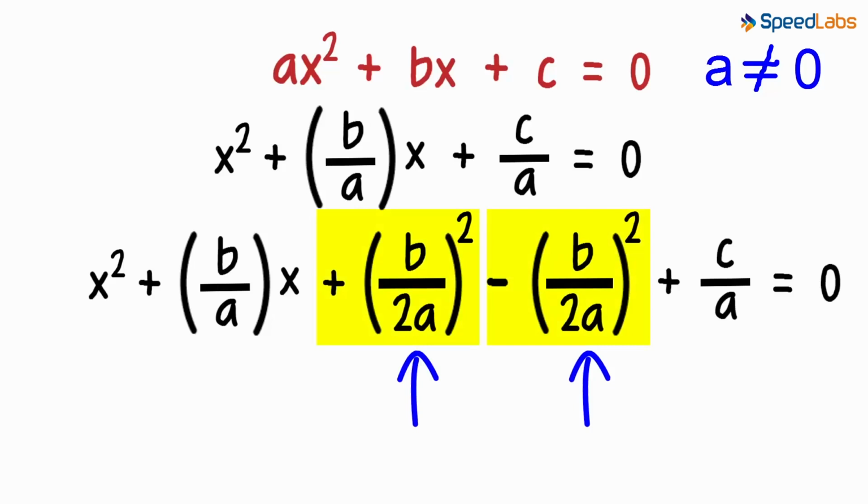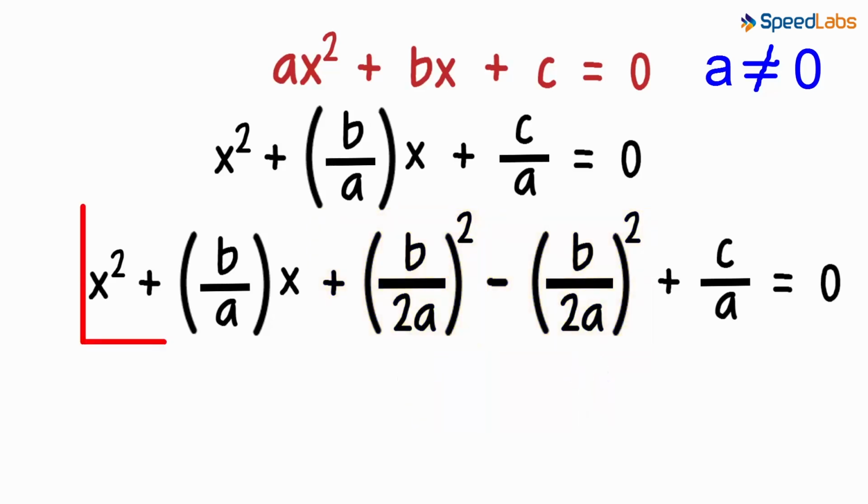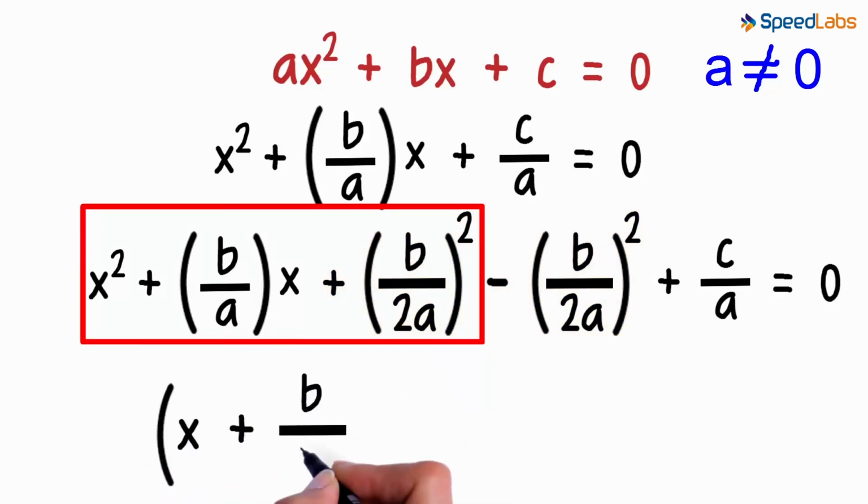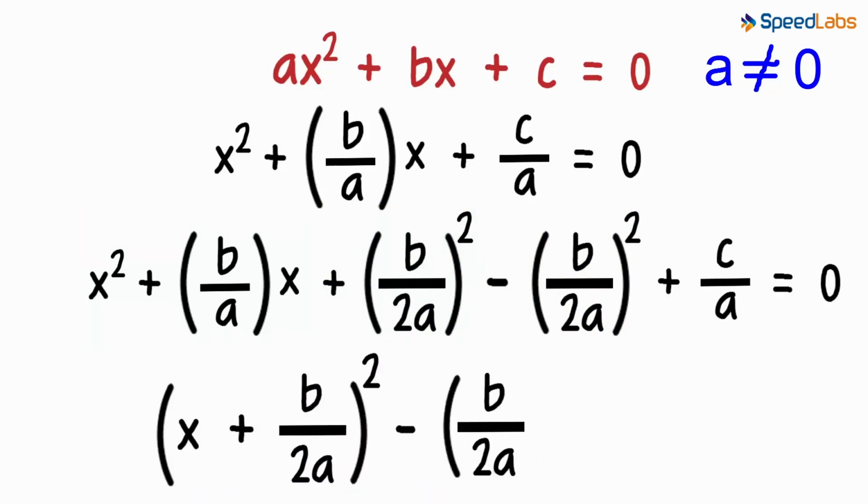If you did not understand what we did here, make sure you have a look at our completing the square tutorials. It'll give you a much better idea. The first 3 terms together form a perfect square. Together it can be written as x plus b over 2a the whole squared.